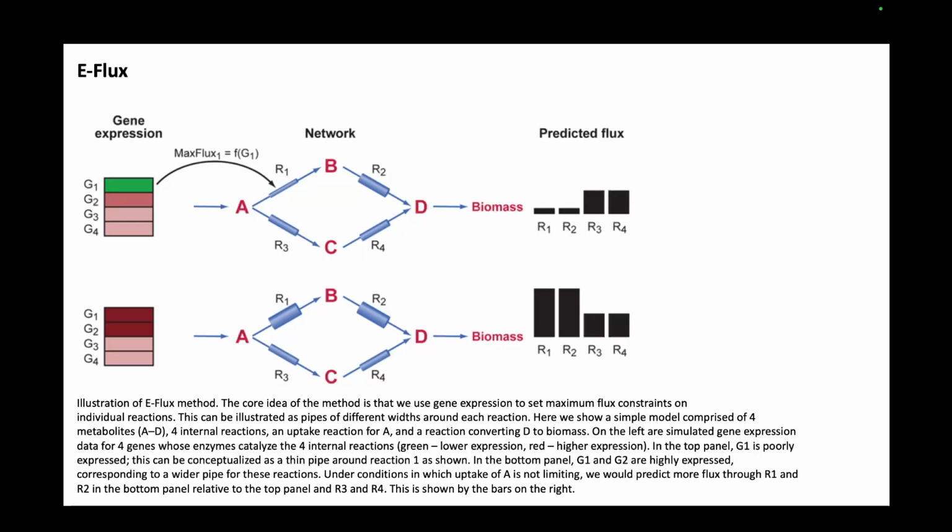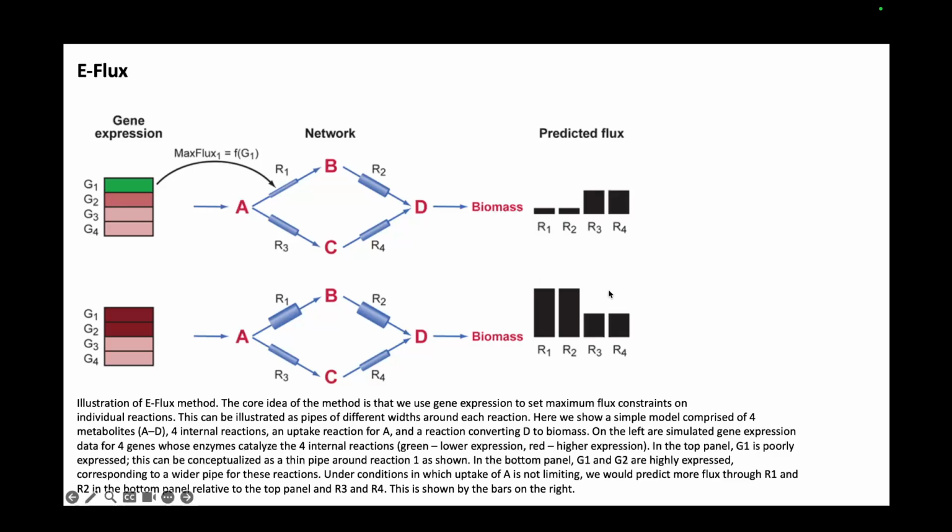Now we'll talk about something known as E-Flux. In the last part, we talked about SRFBA, which is basically incorporating regulatory information in your metabolic model, metabolic network. Now we will try to incorporate gene expression in the metabolic model, right? It's basically a similar concept to get more information and make the model more robust.